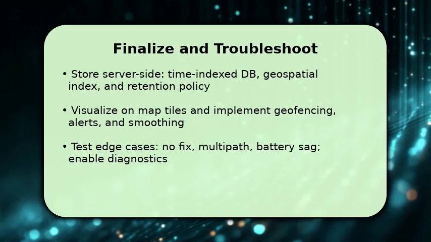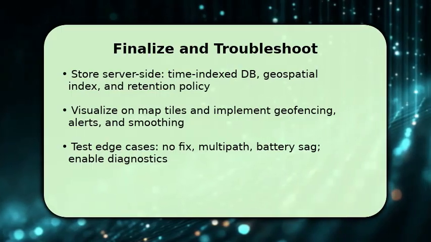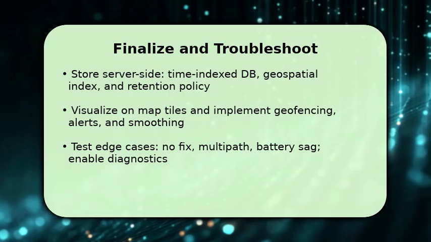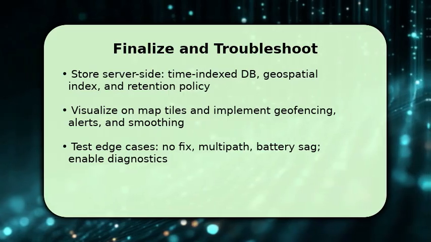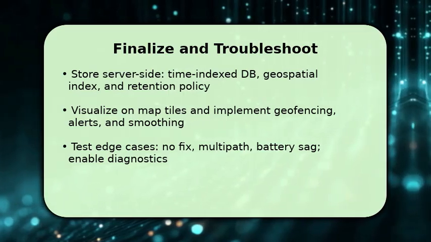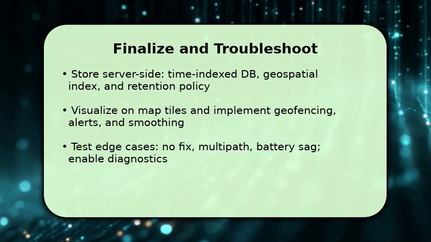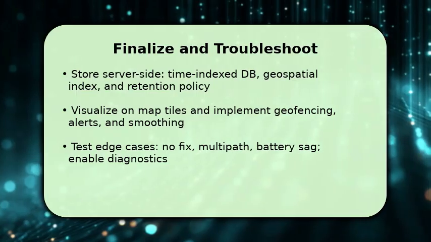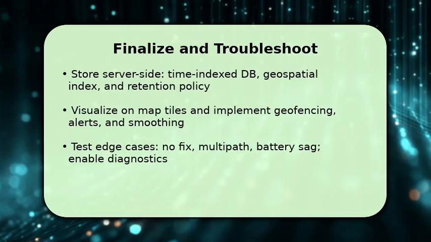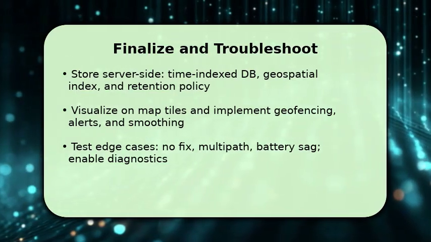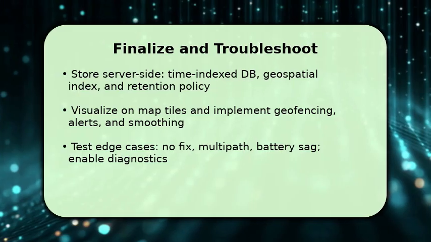You finish by persisting and visualizing. Write incoming points to a time-indexed database with geospatial indexing, then render on map tiles and add geofencing and alert rules. Once done, implement smoothing and outlier rejection so tracks look clean. Make sure to build diagnostics, log satellite count, HDOP, and battery voltage for root cause analysis.